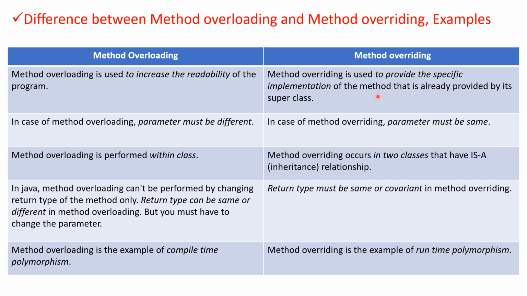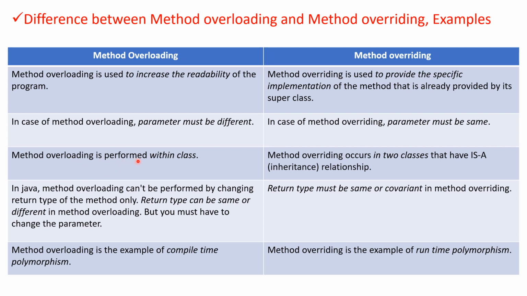Method overriding is actually used to provide the specific implementation of the particular method that is already provided by its superclass. Superclass is nothing but what we can call the base class or parent class. So in the case of method overloading, the parameters must be different. Means the argument list, or input list, must differ. And in the overriding concept, the parameters must be the same.